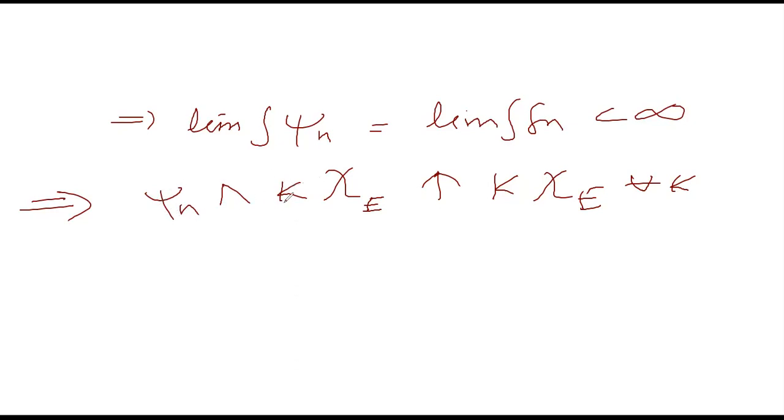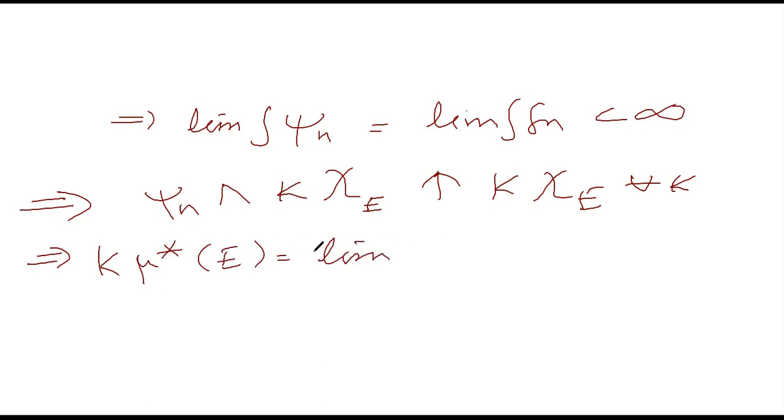So this limit will be 0, and on this side, if x is not in E, this is also 0. So again the limit is equal to this. That means this limit of psi meet k times chi of E is equal to k times chi of E, which is k times the characteristic function. This will give k times mu star of E is equal to the limit of this, already done.